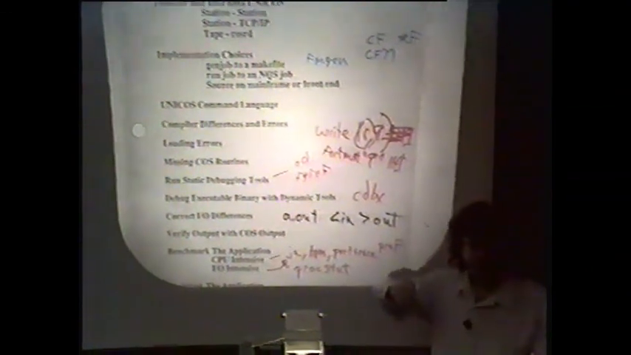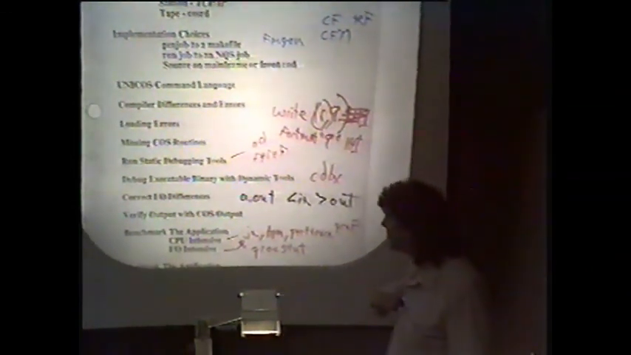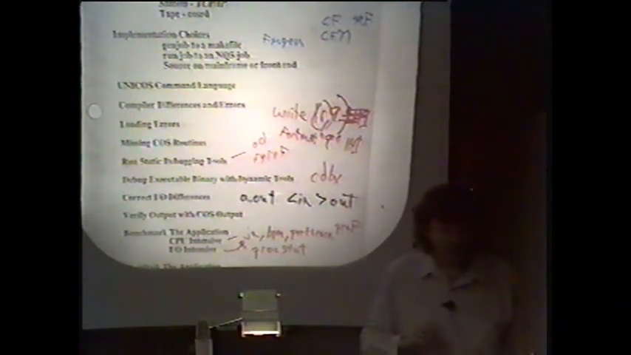Run static debugging tools. I have two static debugging tools here, octldump and ftref. A variety of things that you can use, segloader maps as well, things like that. Then debug your binary if it's not working correctly. The common executing step problem is in the I/O areas. Usually there's some sort of I/O problem.